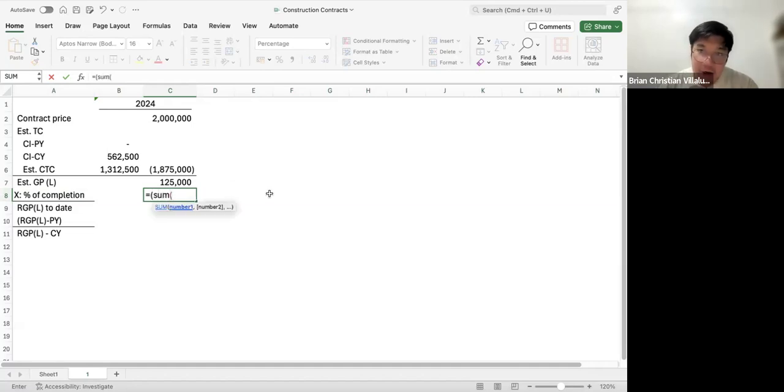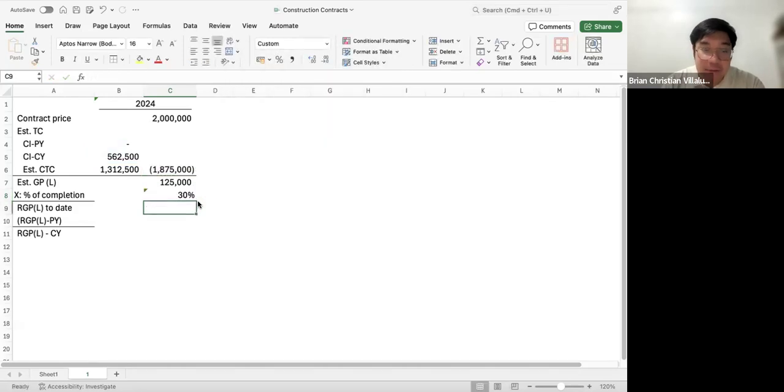So to get your cost incurred to date, that is equal to CIPY plus CICY. Di ba? Right? Then divide this by estimated total cost, which is 1,875,000. Yan. Tanggalin nyo na lang yung pagiging negative niya sa formula nyo, no? Para makompute yung percentage. So that would be equal to 30%.